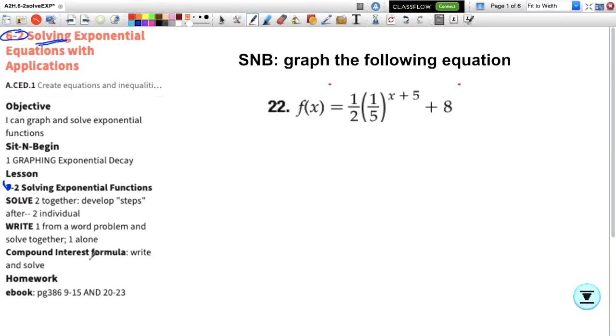Your homework tonight is about 11 problems in your ebook. 9 through 15 is 7 problems. 6 of those are straight up solving. One of those is like what we're going to do here, where you have to write it. And the following 4 are going to focus on compound interest, because compound interest is how banks figure out what to charge you, or maybe interest that you actually receive by opening a certain type of account. So I do want to make sure that you practice a handful of those problems and see how they work. And that's what we're going to be doing today.